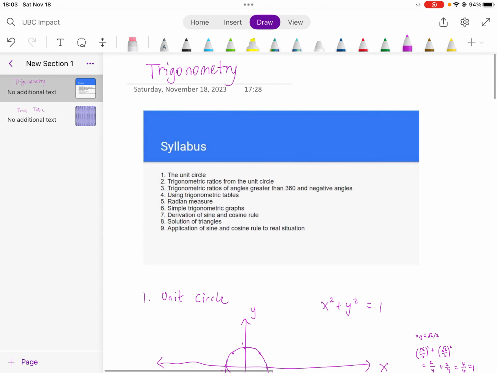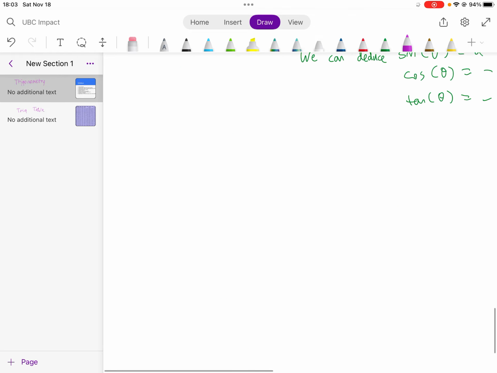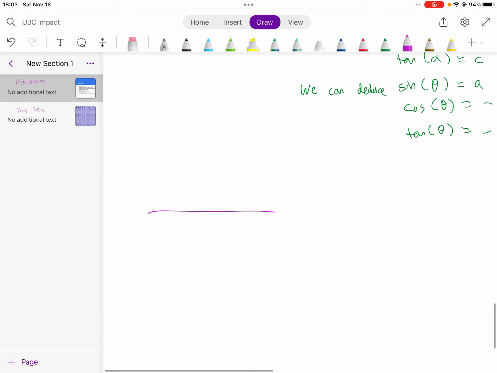So what's next? The next is the trigonometric ratios of angles greater than 360 degrees and negative angles. So now we go even further. At first we covered how to find the ratios for angles between 0 and 90 degrees, right? And then we covered how to find it for degrees from 90 to 360, so quadrants 2, 3, and 4. But what if it's even more than that? So what is the cosine of 1000 degrees, for example?